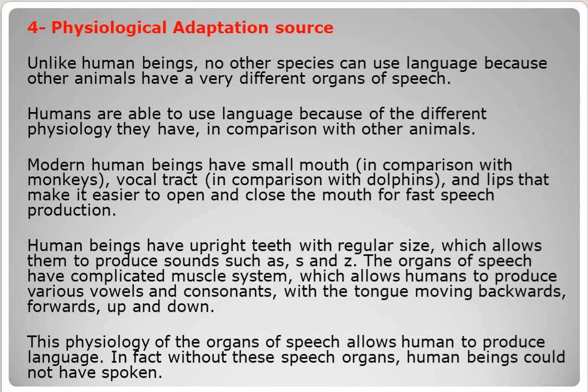One of them is the tongue, which is really flexible, moving backward, forwards, up and down to produce different sounds. So according to this theory, because of the organs we have, we can produce language. The organs allow humans to produce language, and without these organs, humans cannot use language or produce language. So according to this theory, the source of language is the organs and the physiology that enable human beings to produce and invent language.